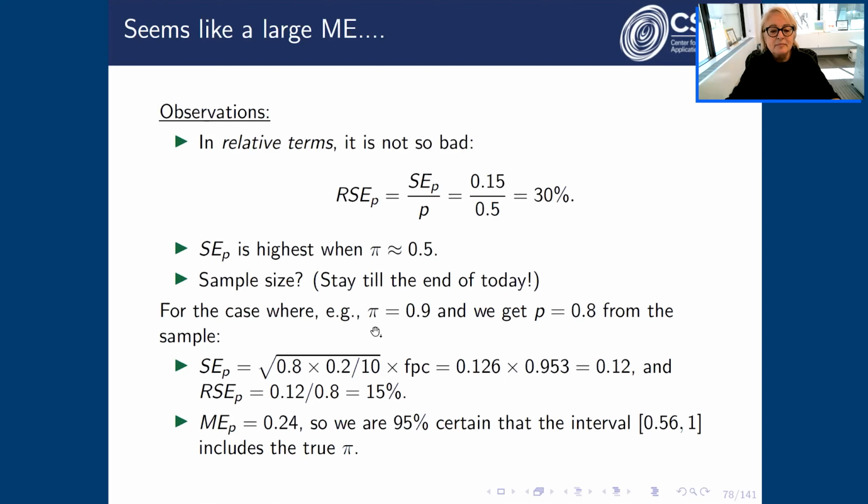But in the same example, if instead of having a pi of 0.4, I had a pi of 0.9, so that would be the true proportion of positives in the population, and instead of getting a p of 0.5, I had gotten a p of 0.8 in the sample, then with the same sample size and the same finite population correction factor and everything, my standard error would have been 0.12. So a whole lot lower than it was earlier.